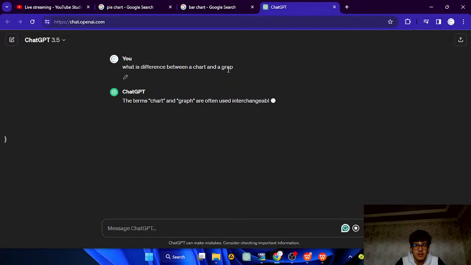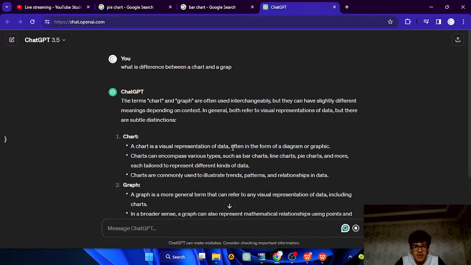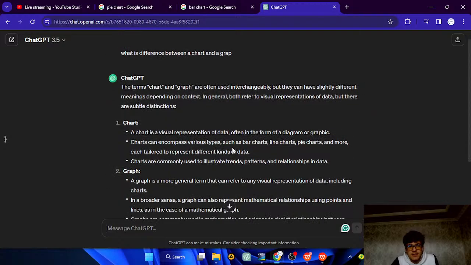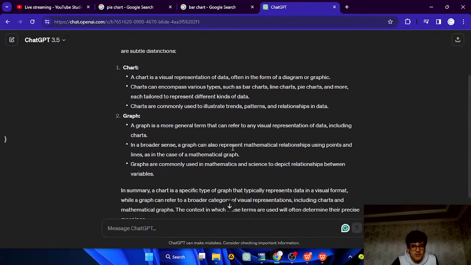Charts and graphs are often used interchangeably, but they can have slightly different meanings depending on the context. In general, both refer to a visual representation of data, but there are subtle distinctions. Chart: a chart is a visual representation of data, often in the form of a diagram or graphic. Charts can encompass various types, such as bar charts, line charts, pie charts, and more, each tailored to represent different kinds of data. Charts are commonly used to illustrate trends, patterns, and relations in data.